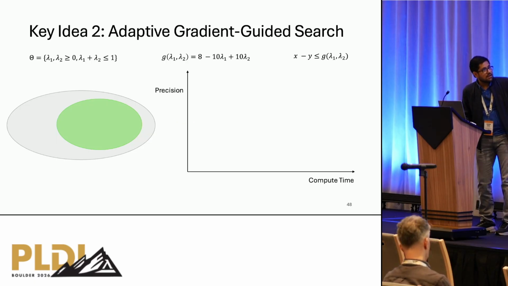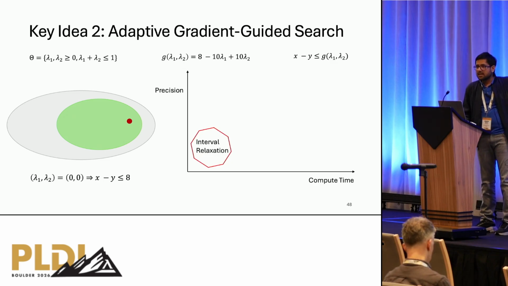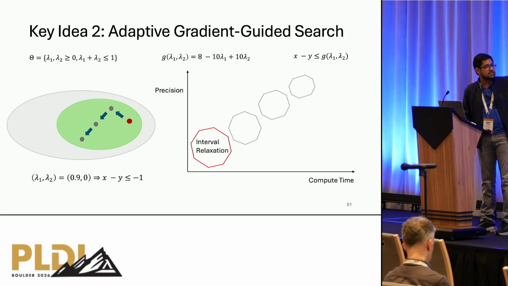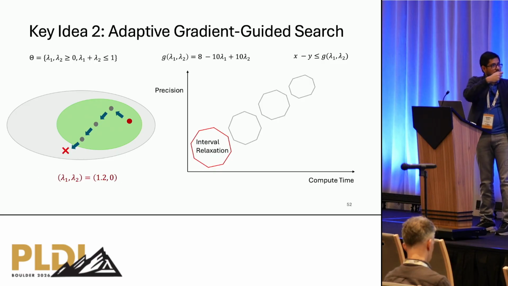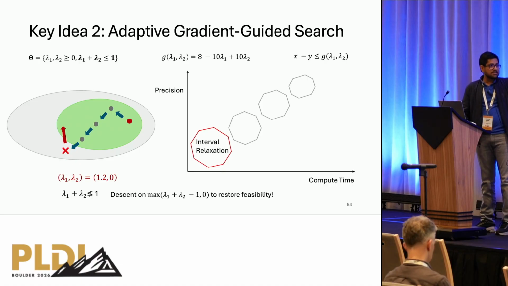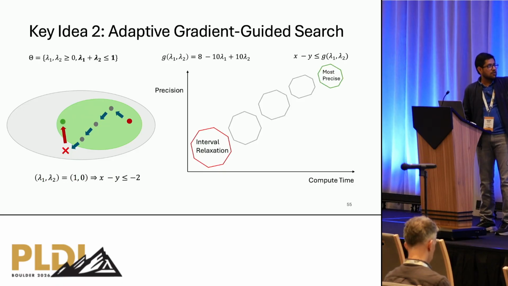So pictorially, the search starts from this interval relaxation answer. We take these gradient steps, keep getting more precise answers, but the time also increases, and we are fine with that. And as soon as the search goes into the space which is not inside the parameter space, for instance here, where lambda 1, lambda 2 is 1.2 and 0, but we had this constraint that the sum should be less than or equal to 1, then at this point we descend on the constraint violation so that we can undo that, and we again go back to the sound space and eventually reach the most precise answer.